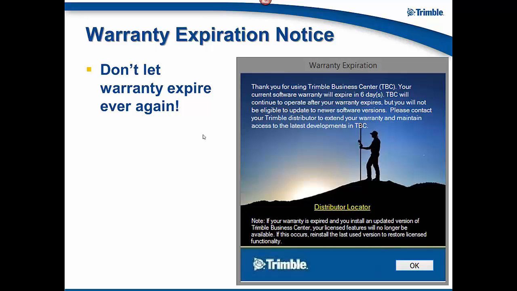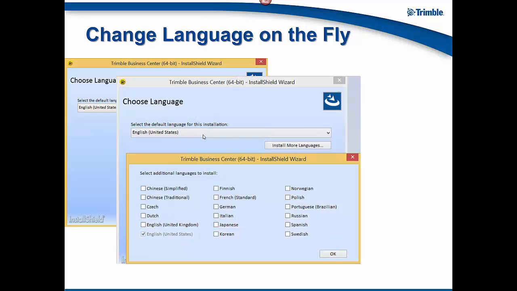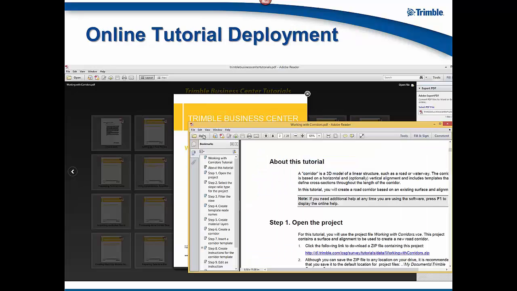On the other TBC general improvements, I want to highlight the warranty expiration notice that will motivate you to contact your local distributor and upgrade your warranty. For all of those working in a multilingual environment or companies, on the install you can choose to install more languages, and you can check the languages you want to install. You can check them all, or you can just choose the ones you're interested in. And in the user options, there's a new language tab, and you can simply switch between the languages on the fly while using TBC.